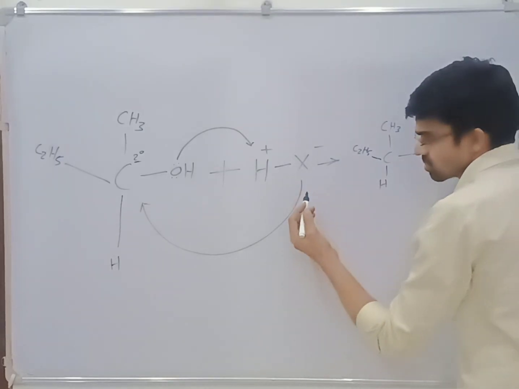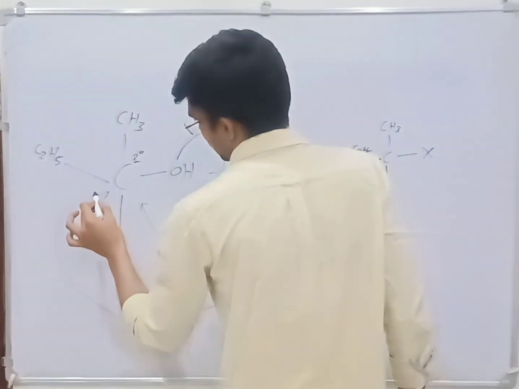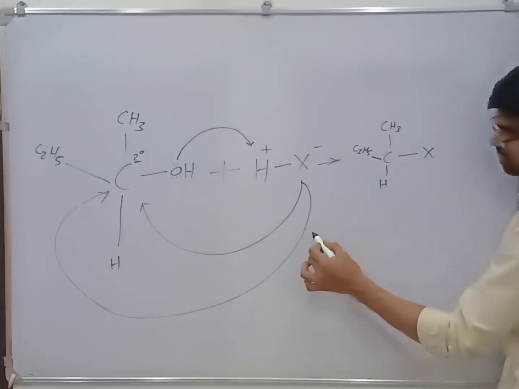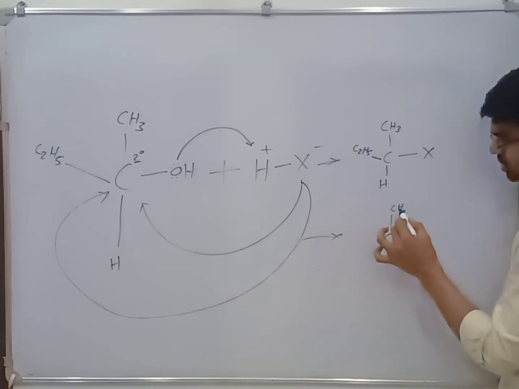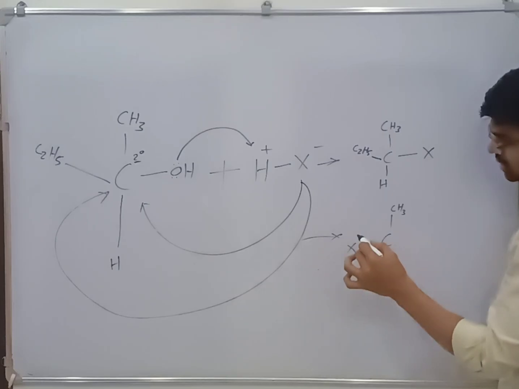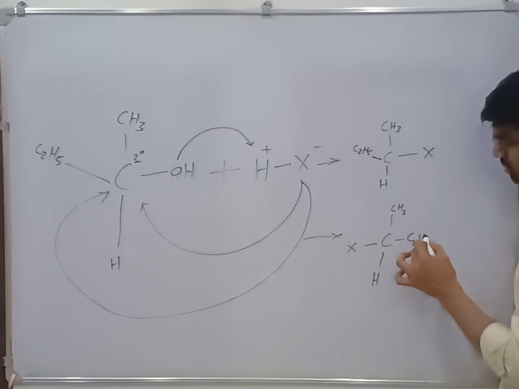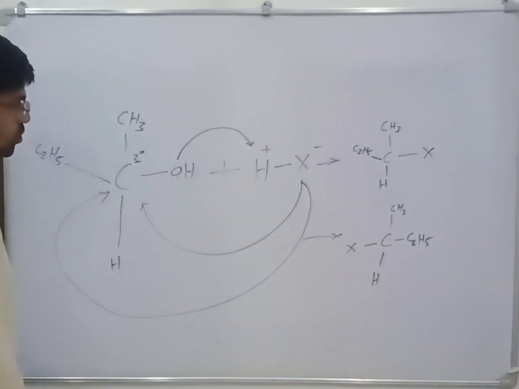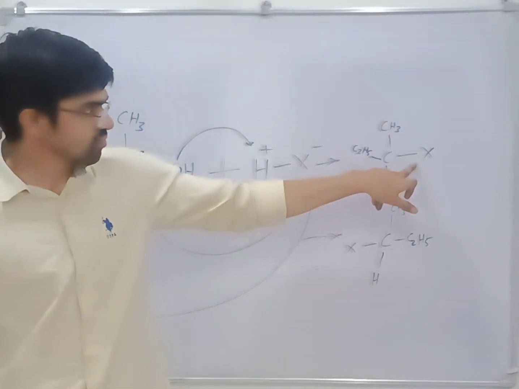Now if the X attacks from the rear side, that is, it can also attack from the rear side, the product will form CH3, X, H, C2H5. So here two kinds of product we can form.